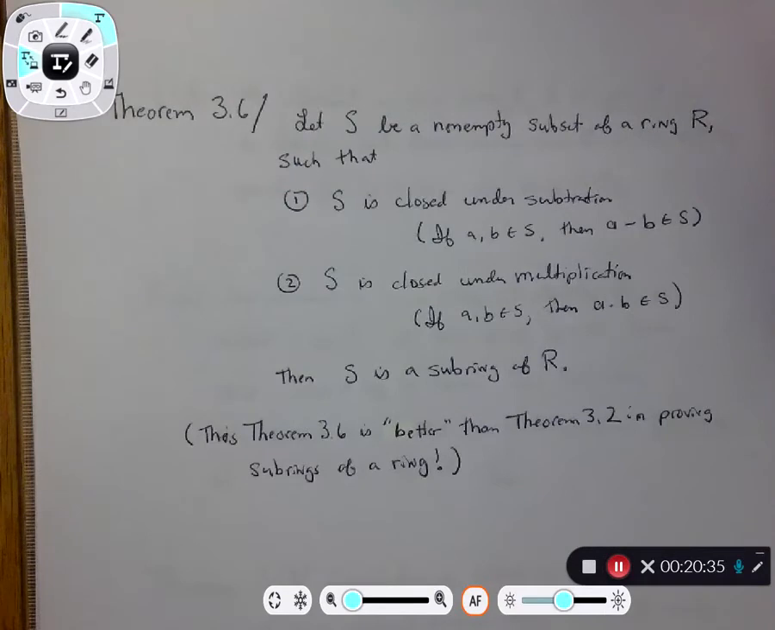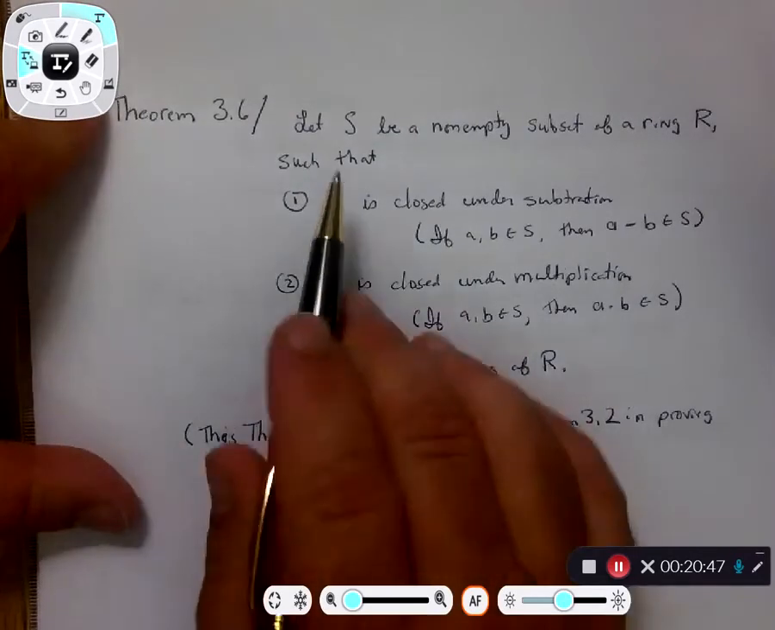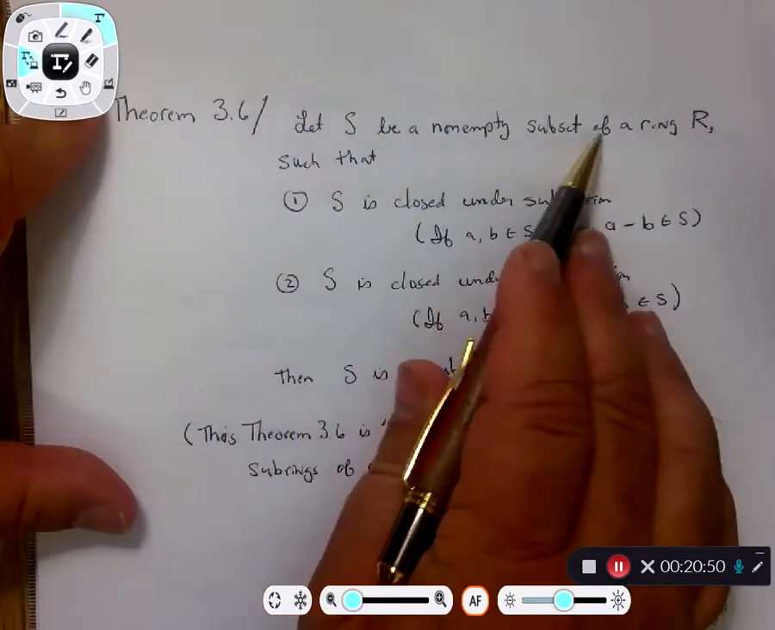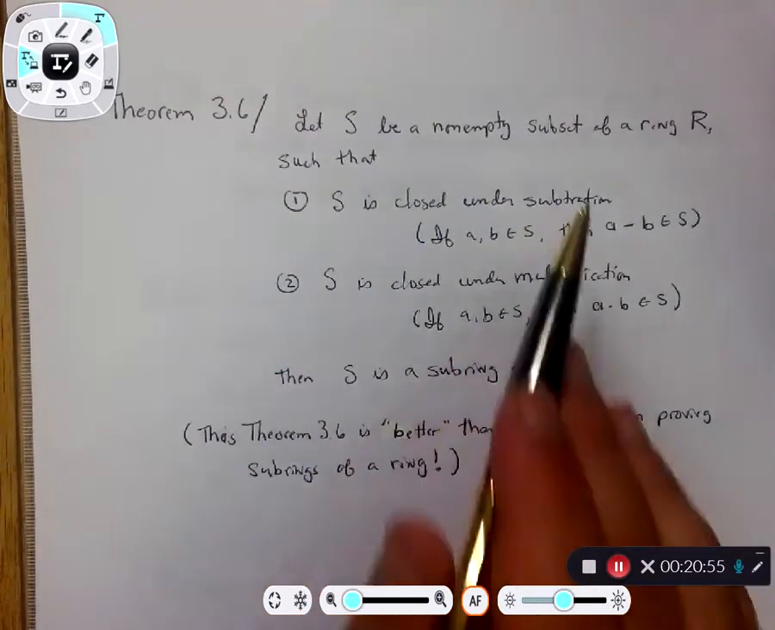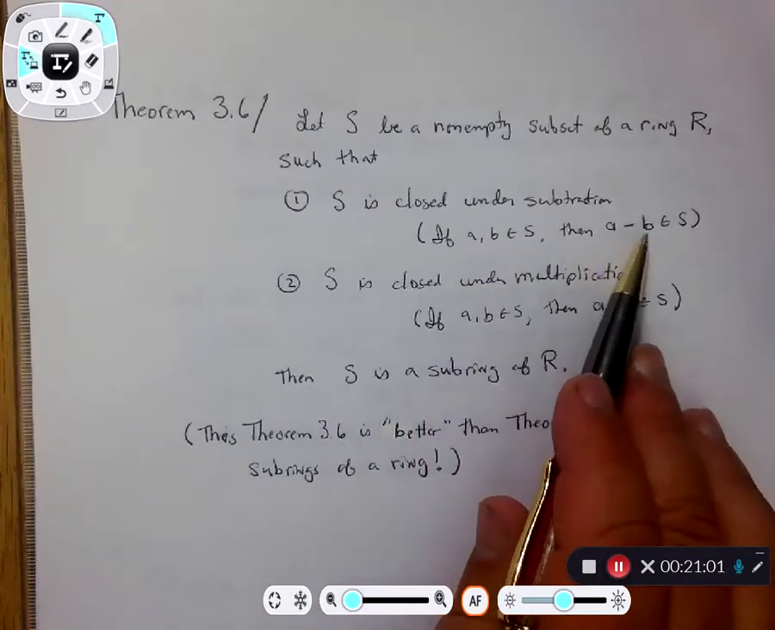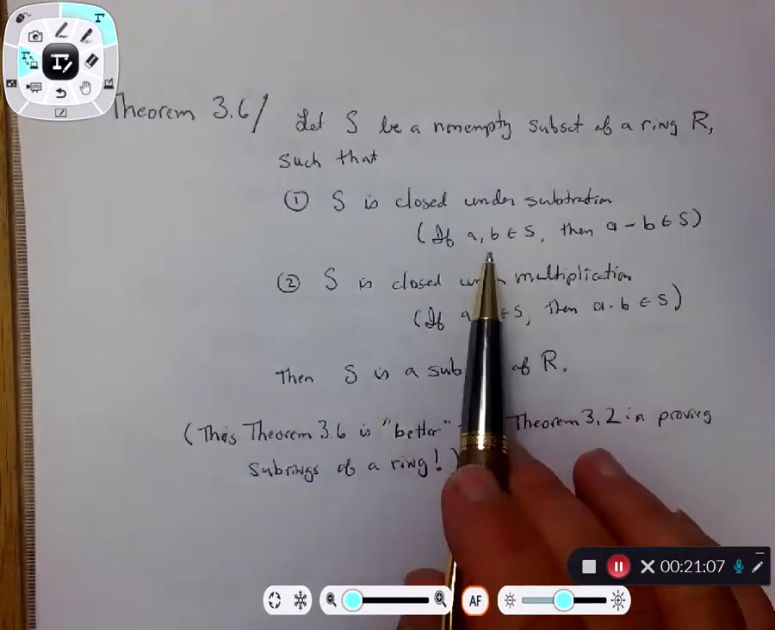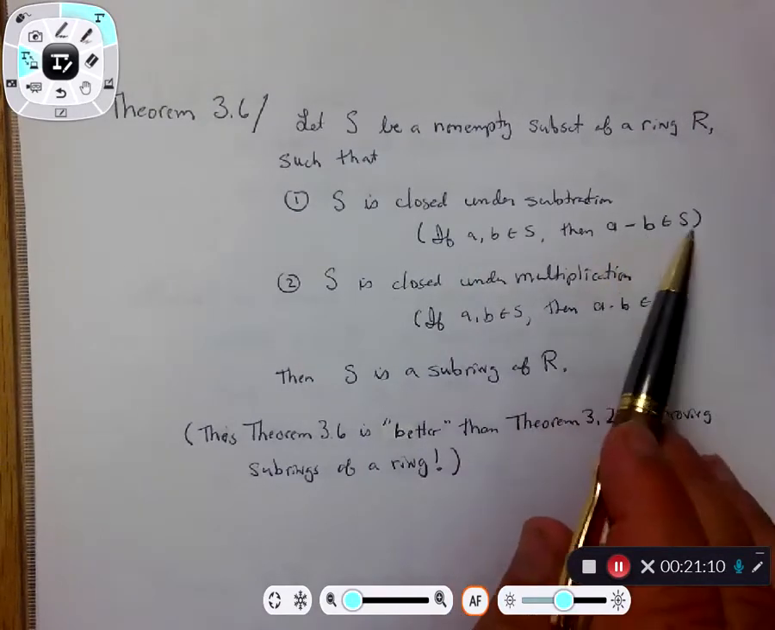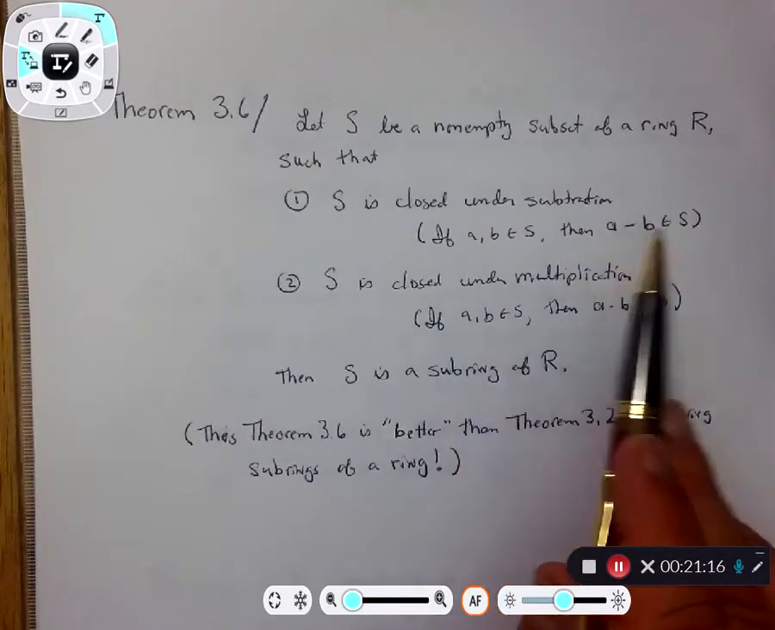But once we define this concept of negative and subtraction, we can combine these guys. So let's take a look at this. This is your new and improved theorem 3.6. It says this: let S be a non-empty subset of a ring R, such that, number 1, S is closed under subtraction. What that means is if A and B are elements of S, then A minus B is an element of S. Remember, the minus is adding the additive inverse of B. Because if B is in S, negative B is going to be in S for free. But this idea of A plus negative B must be in S.